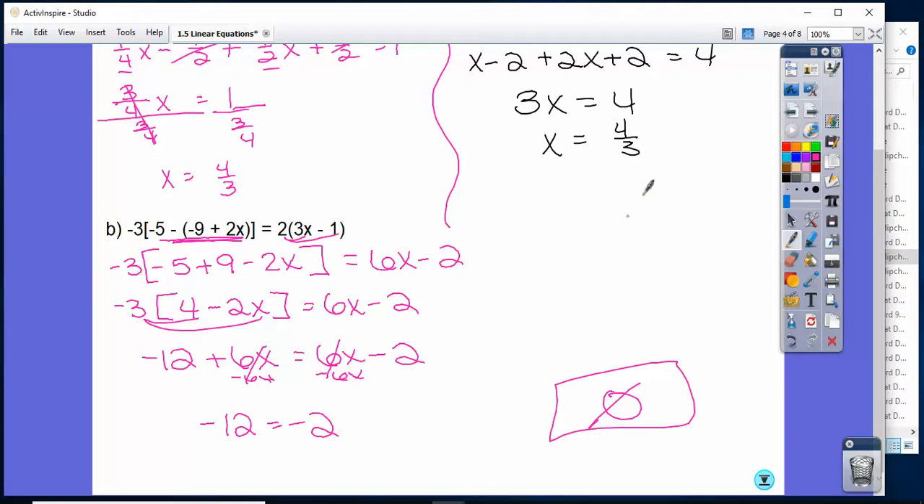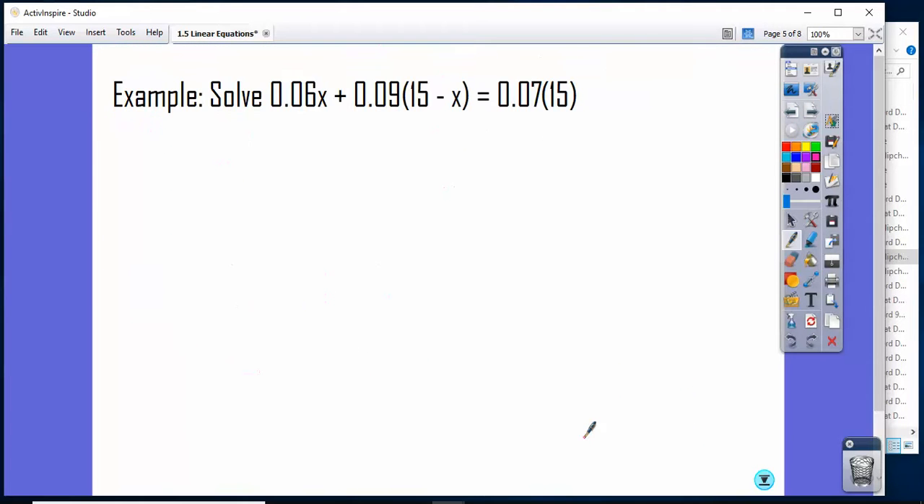Would it throw you off if I gave you a problem that had decimals in it? It looks kind of ugly, but is it any different? Okay, so let's solve this one. You guys have a calculator, so you shouldn't get scared when you have ugly numbers.